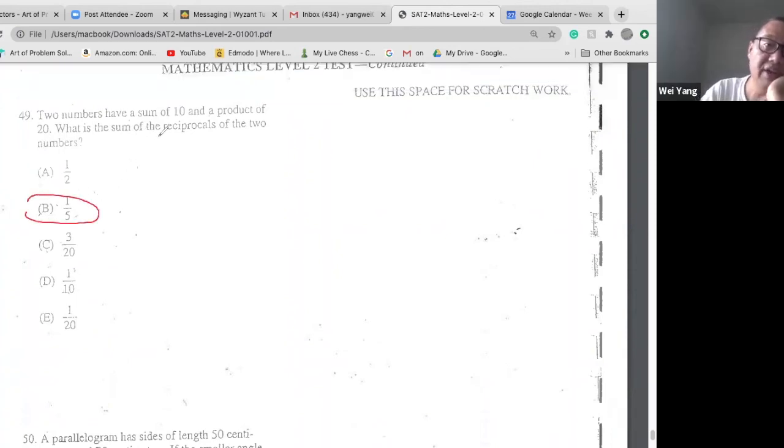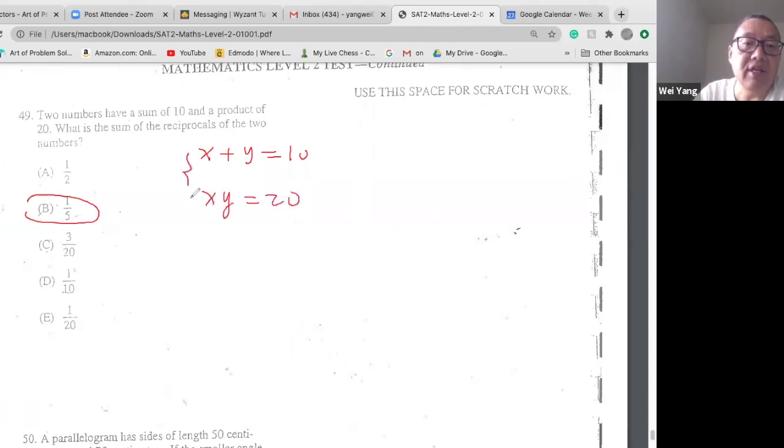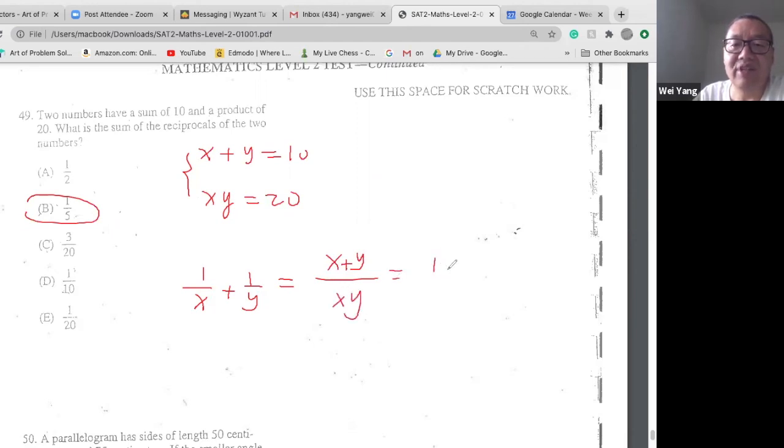Now let's see this. Two numbers have a sum of 10 and a product of 20. What is the sum of the reciprocals of these two numbers? Suppose these two numbers are x and y. So x plus y equals 10, then the product of x and y equals 20. Then they ask you what is the sum of the reciprocals of these two numbers. It's very easy. Just x plus y over x times y. So this one equals 10 over 20 equals 1/2.